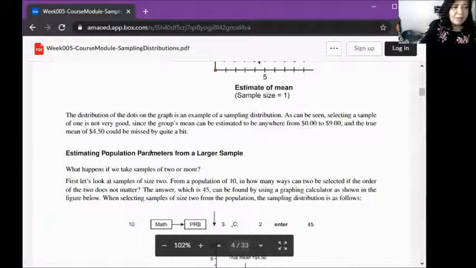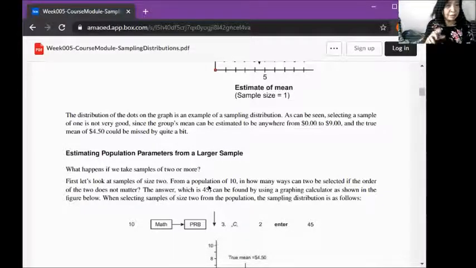So now you are to estimate population parameters from a larger sample. What happens if we take samples of 2 or more? For example, instead of just getting one sample from the population of 10, as you did before, let's say this time you get 2 samples.